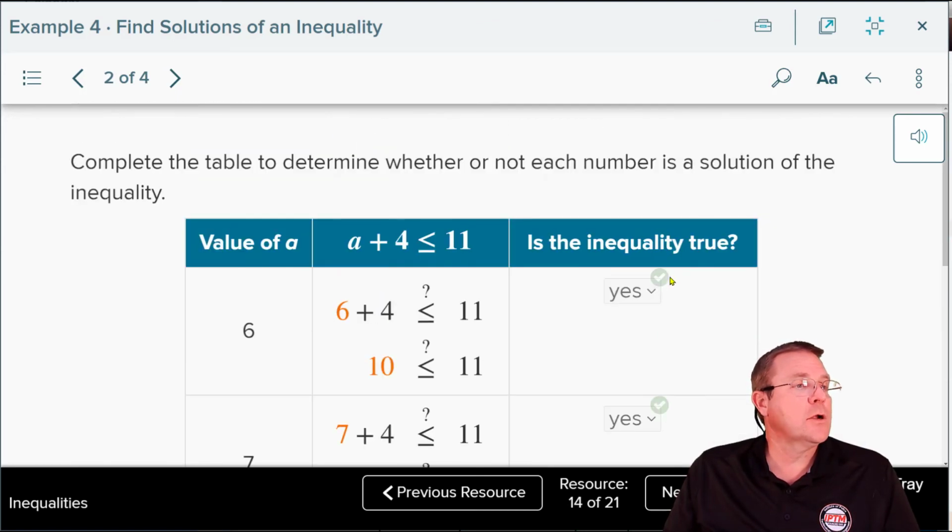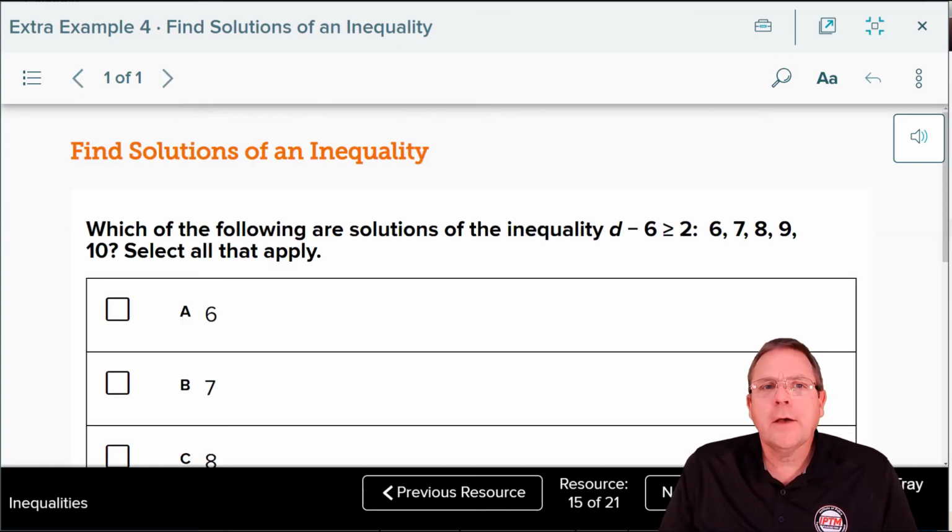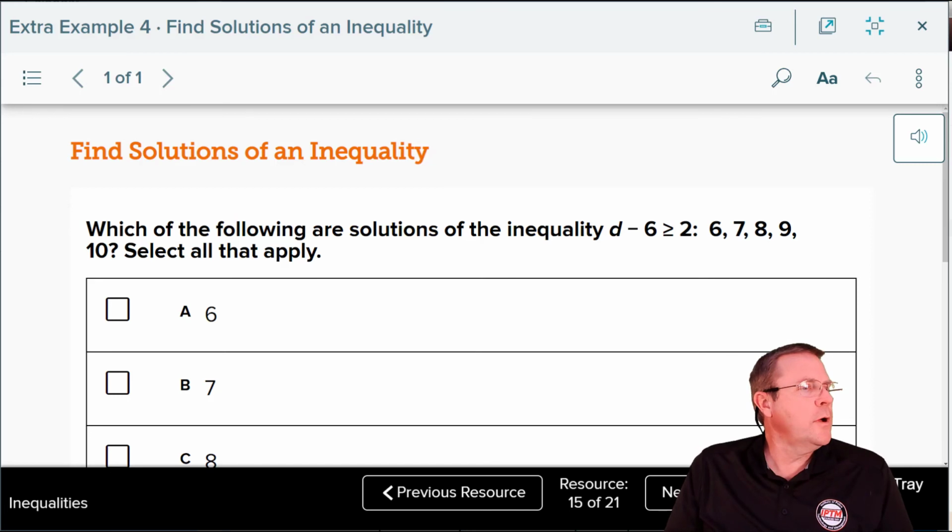We're going to click check our answers. All is going to be good. So the only two numbers that would work are 6 and 7. 6 and 7 are valid solutions to the inequality. 8 is not. Now it's going to be your turn to work another problem. Go ahead and pause the video and check the values 6, 7, 8, 9, and 10 and find out which ones are going to be valid solutions for d minus 6 is greater than or equal to 2.